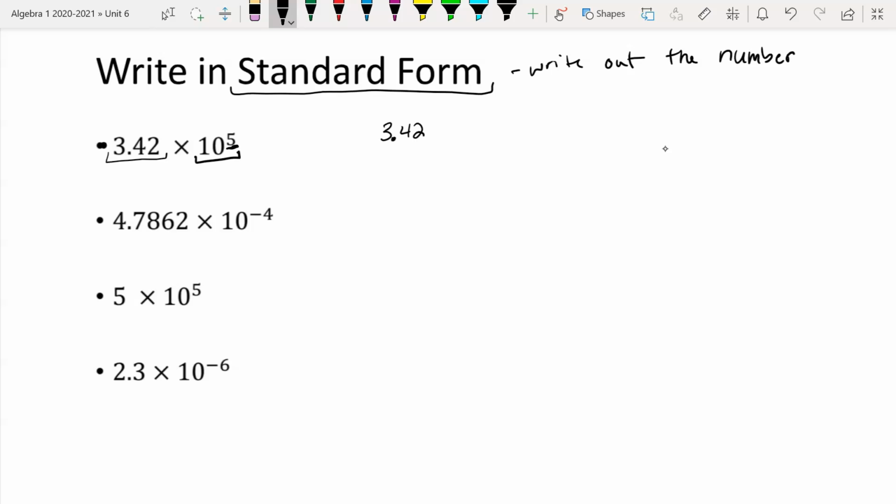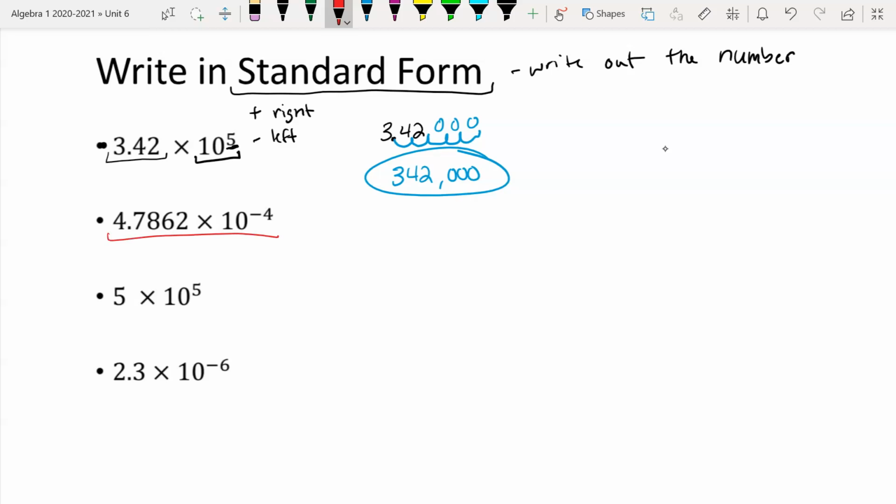It's a positive 5. Because it's a positive 5, right? Positive means I'm going to go to the right. Negative means I'm going to go to the left. And what I mean by that is I'm going to take my decimal, and I'm going to move it 5 to the right. So I'm going to go 1, 2, 3, 4, 5. Well, you see there's some open spaces here. Anytime there's an open spot, you put a 0. So now the answer to this would be 342,000. So 3.42 times 10 to the 5th is 342,000. Again, that's a positive exponent, so I go to the right.